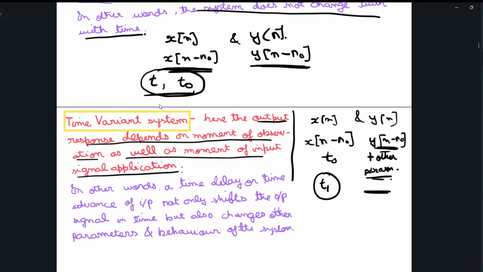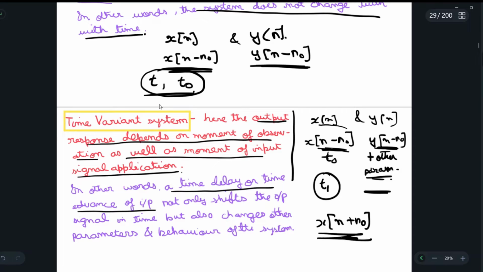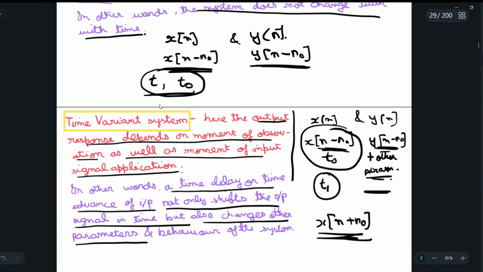So in other words, we can say that a time delay, as we have done in this example, or a time advance, by which we mean n plus n naught, this is what an advance is and this is what a delay is. The time delay or time advance of the input not only shifts the output signal in time, but also changes the other parameters and behavior of the system. This is just what we discussed right now.